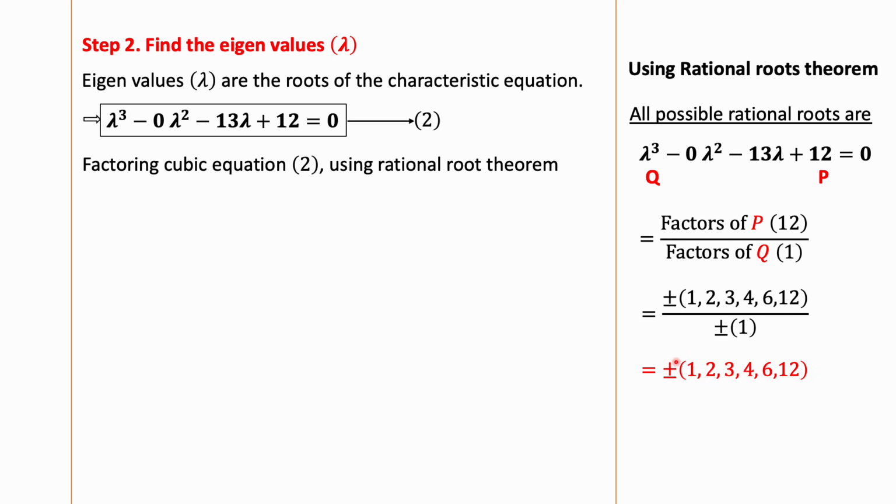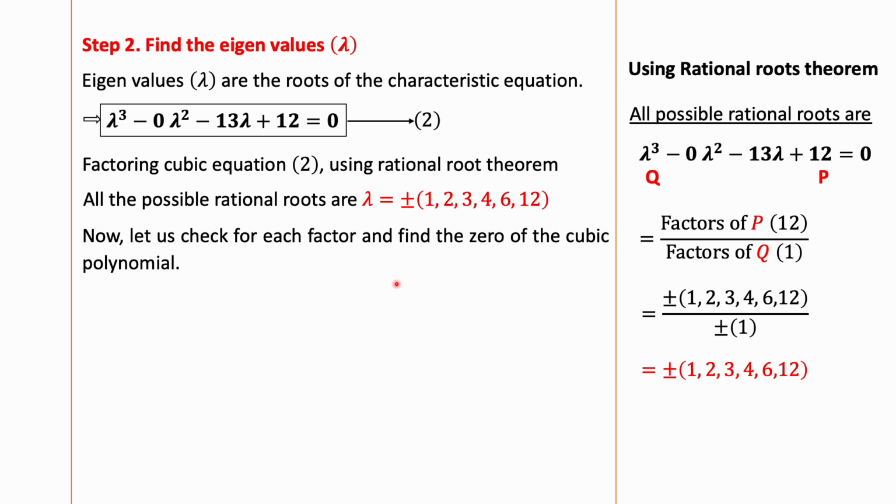Amongst these, any one or maybe even 2 or 3 can be the solutions which will give 0, that is the roots of this given equation. Let us now take them one by one and find which is the right root for this equation. So now I am just writing it in my solution here. All the possible rational roots are lambda equal to plus or minus 1, 2, 3, 4, 6 and 12. Now let us check each factor and find the 0 of the cubic polynomial.